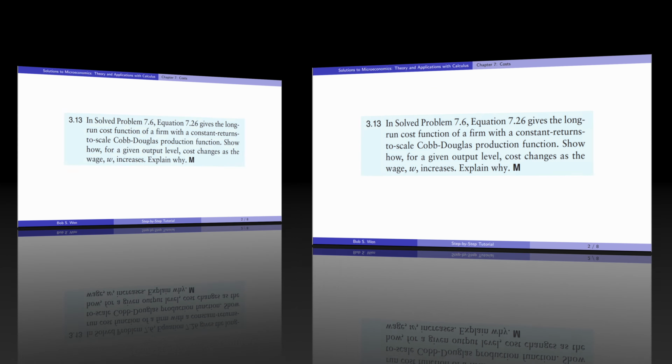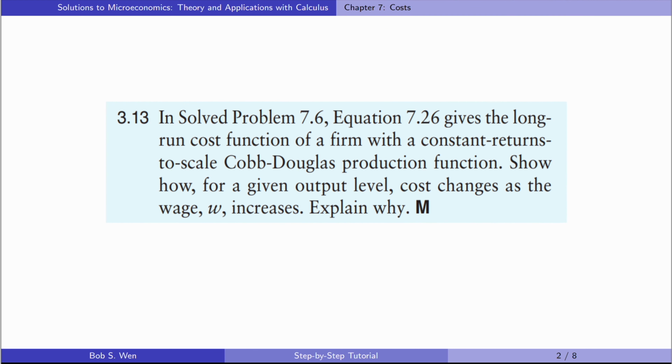Here is exercise 3.13. In solved problem 7.6, equation 7.26 gives the long-run cost function of a firm with a constant returns to scale Cobb-Douglas production function. Show how, for given output level, cost changes as the wage rate W increases. Explain why.